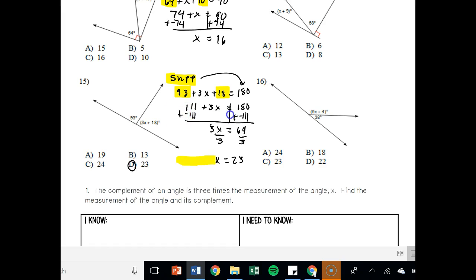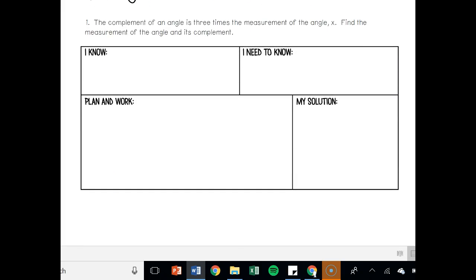So like a good two-step equation, we'll highlight the things that we did. 14 and 16 should be very similar. Lastly, for number 1, it says the complement of an angle is 3 times the measure of angle x. Find the measurement of the angle and its complement. So we know that we're dealing with complement.